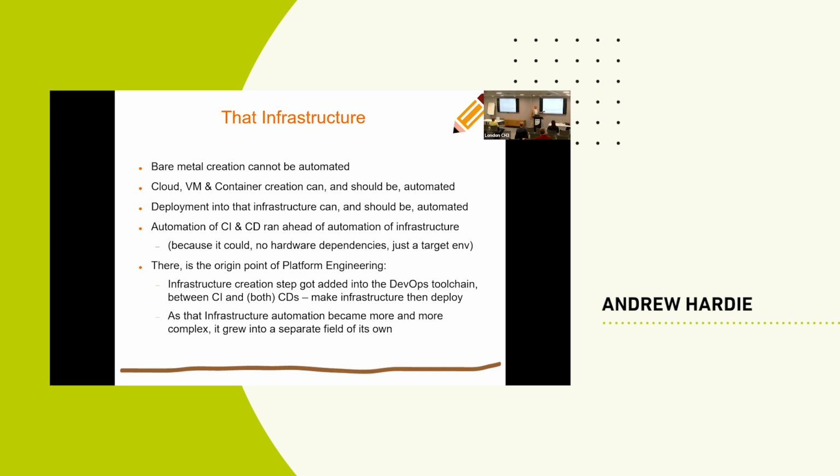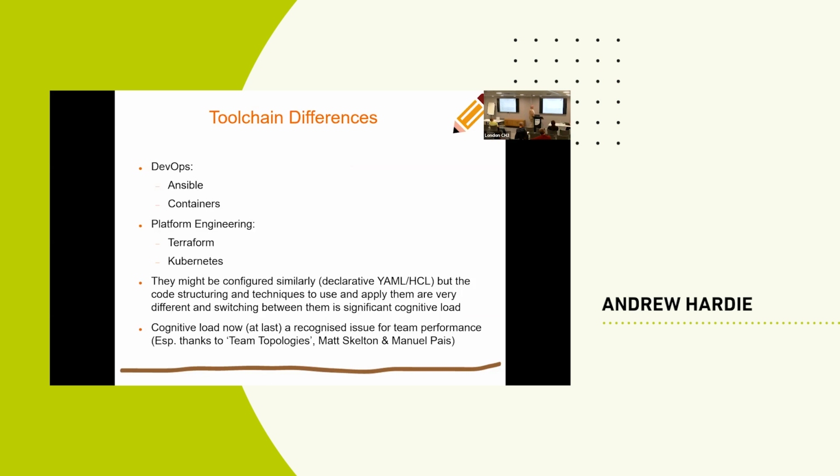And infrastructure automation became more and more complicated. Kubernetes, I'm looking at you here. It became an even bigger and bigger part of the DevOps pipeline until eventually it grew into a separate field of its own. So you have platform engineering people who are dealing with the creation of the infrastructure, the DevOps team to deploy into.